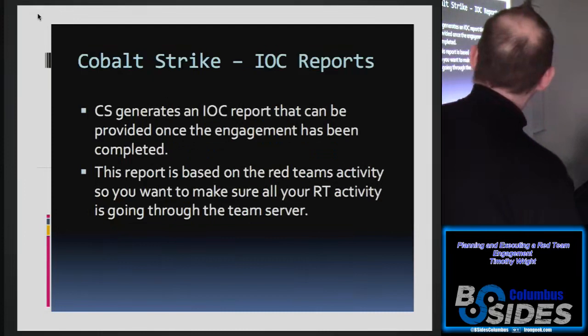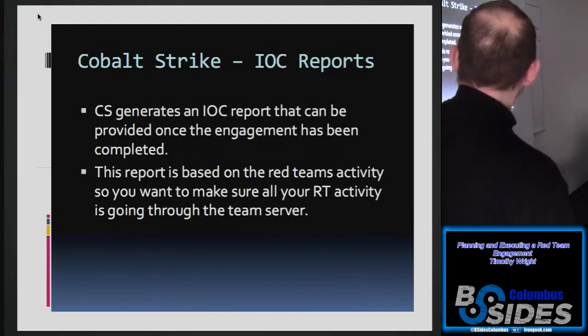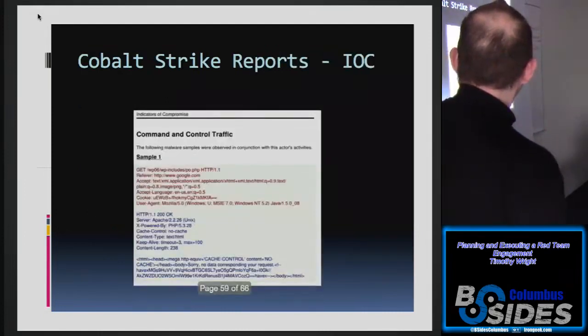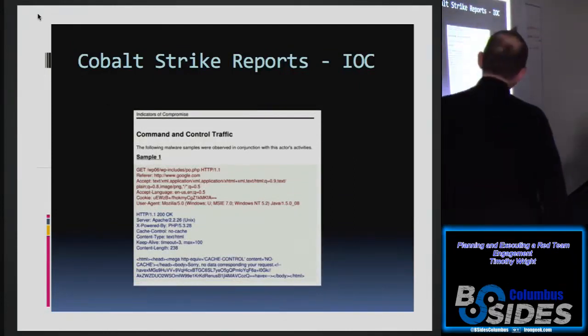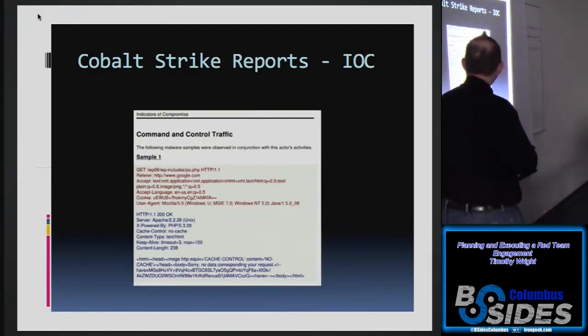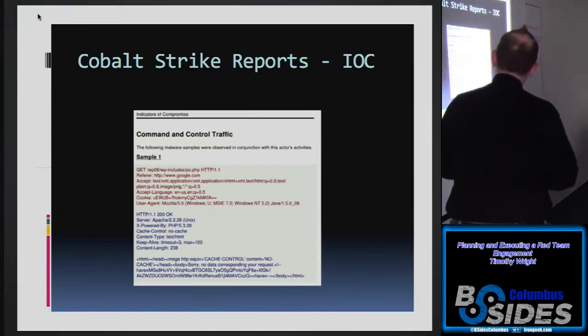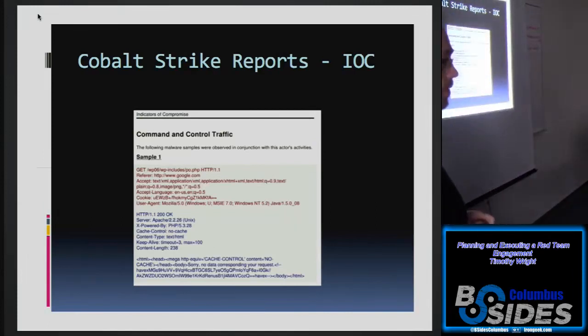So, for example, Cobalt Strike has an IOC report, indicators of compromise. And again, an example of that: it's our command and control traffic from a beacon payload. This was a GET, and then the response coming back from the Apache server. So we can provide that to the blue team and show them, here's an IOC from the beacon payload we were using, whether we were using some type of malleable C2 or we were just going straight out of the box with it.